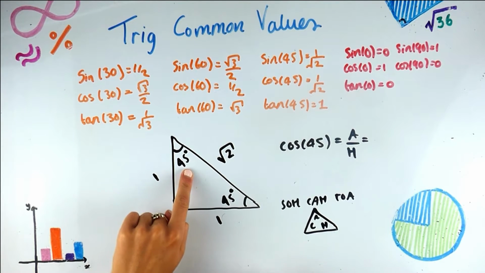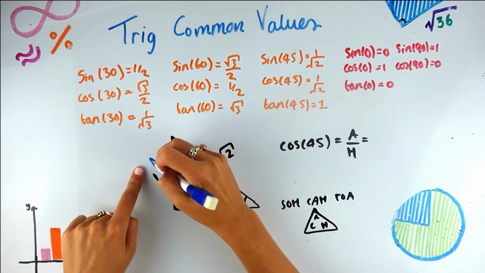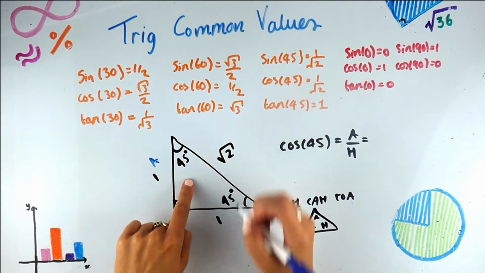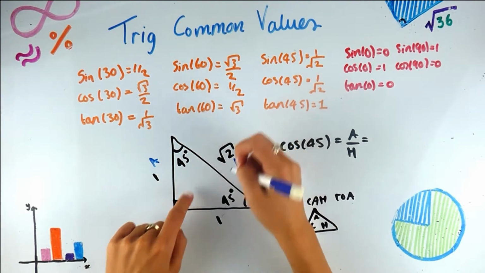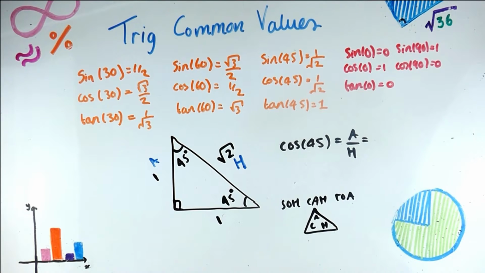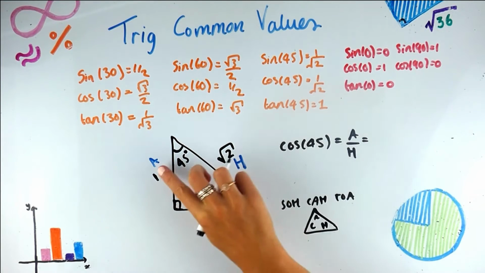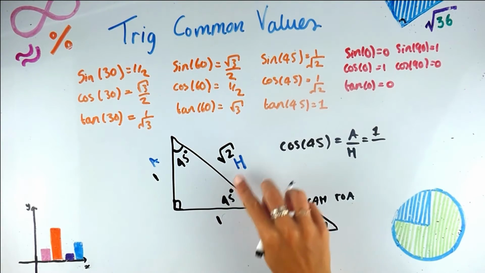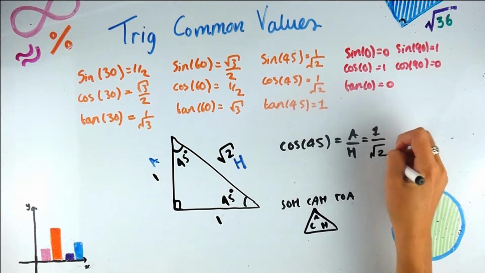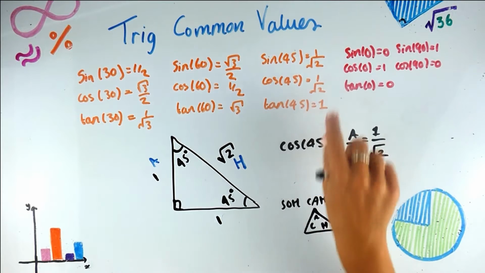So we've got this angle, what's adjacent? It's this one, because it's not the one opposite and it's not the longest line, and then this is the hypotenuse, the longest line. Okay, got the values, let's substitute them in. The adjacent there is 1 and the hypotenuse is √2. Let's check that, cos 45 is 1 over √2.